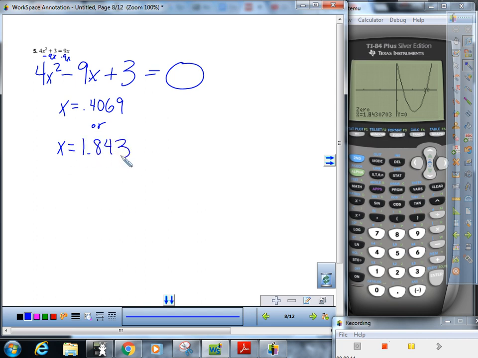So what does that mean? If you put these numbers in for x, you get 0 for y, and that's literally what we're trying to find. Those are your answers.